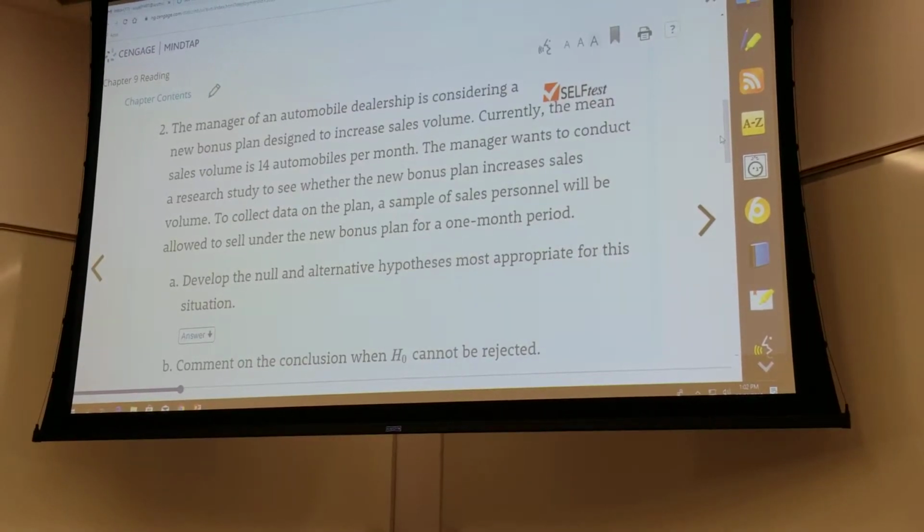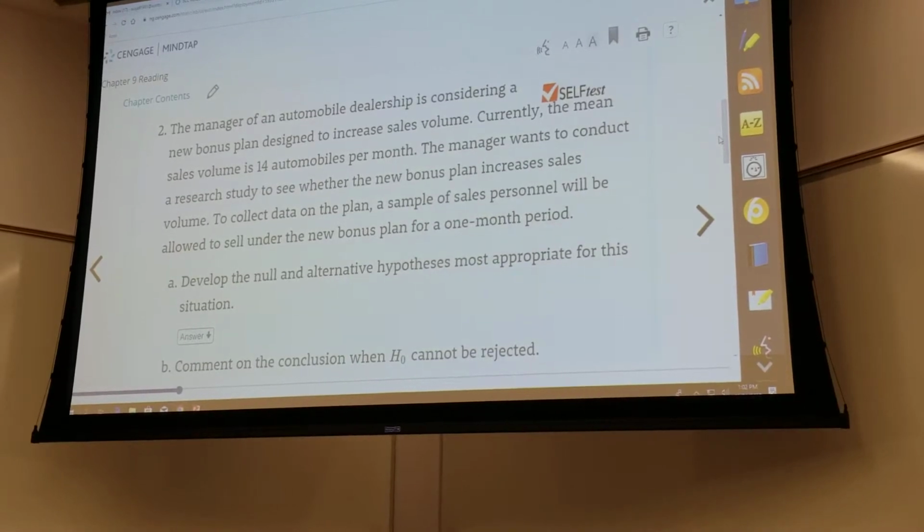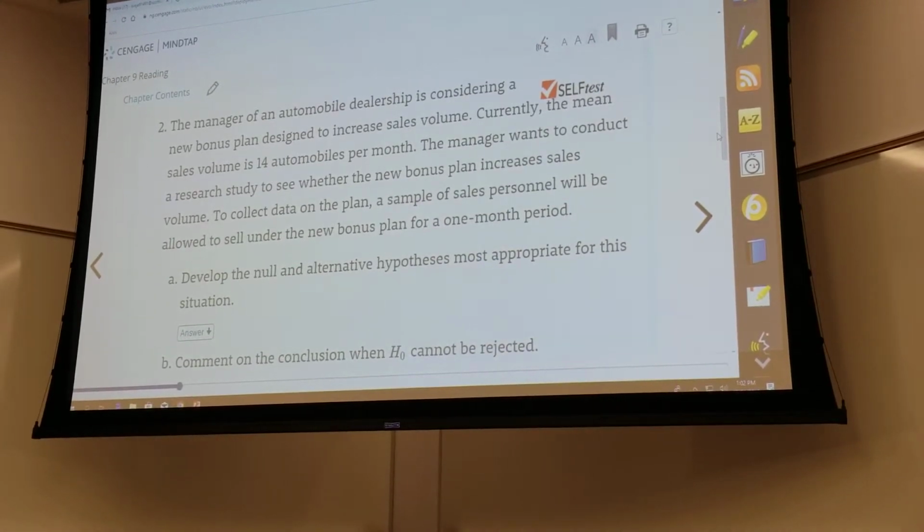Word here that will tell you if it's a 1 or 2-tailed test and if it's a 1-tailed left or right. What's the word? Increase. Mm-hmm. This is your word.